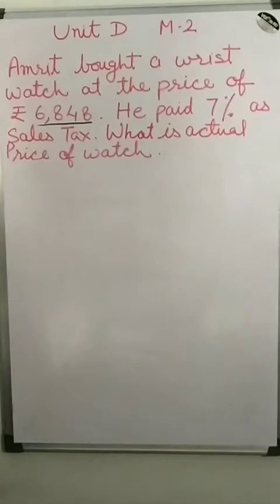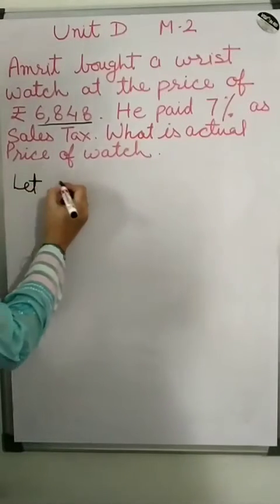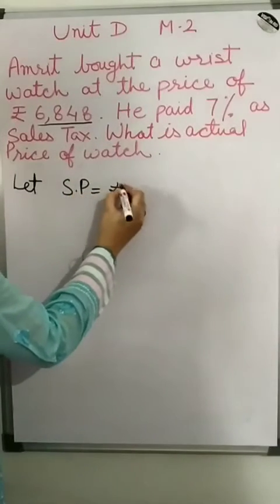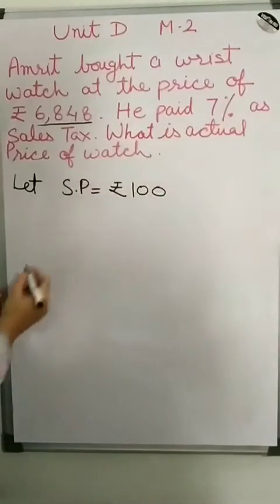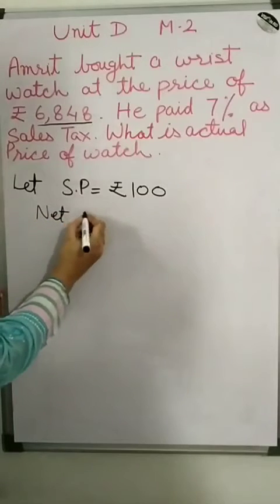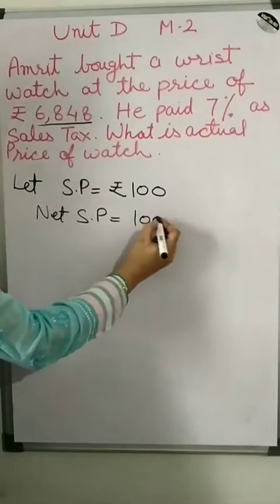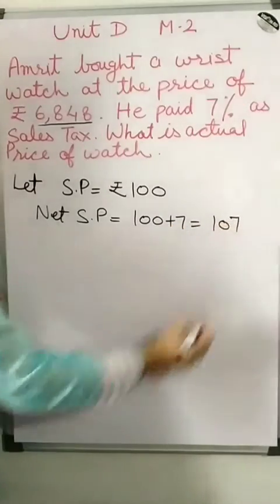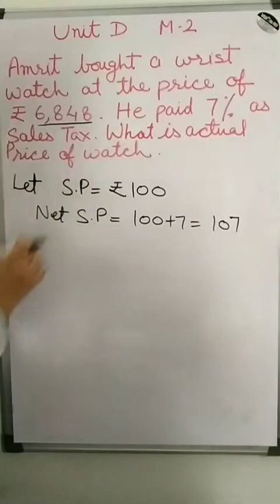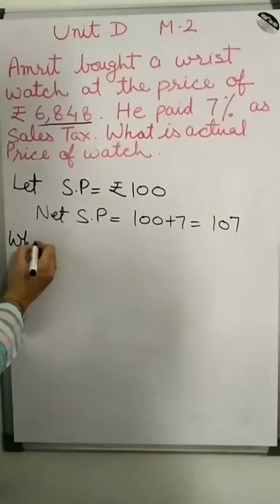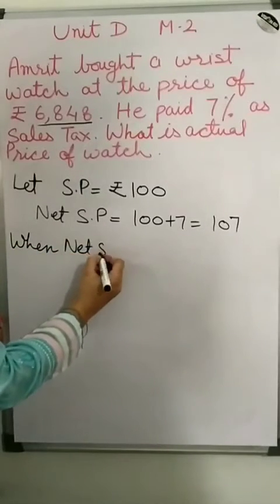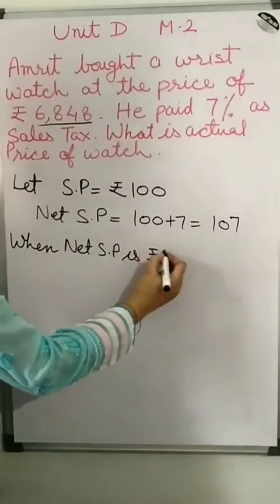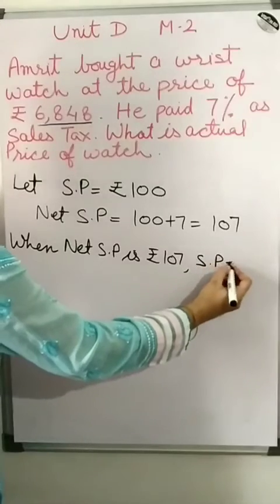This time, just see, the price is rupees 6,848. So let SP be equal to rupees 100. And he paid 7% sales tax, so it means the net selling price is equivalent to 100 plus 7, that is 107. So we write down: when the net selling price is rupees 107, the selling price will be 100.